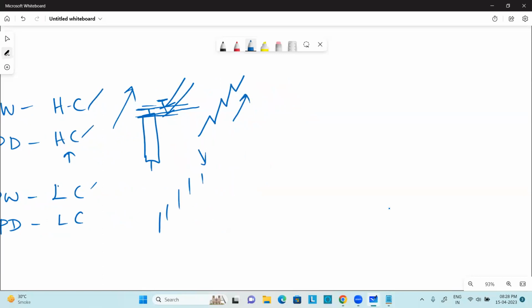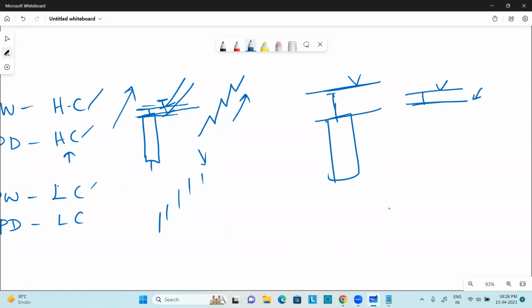Okay, so your locations will be previous day high and close. These are the locations of trade. Suppose it is very nearer, you can take a trade here and you can keep stop loss below the close of yesterday, like 0.5%. Below this, 0.5% you can keep the stop loss.